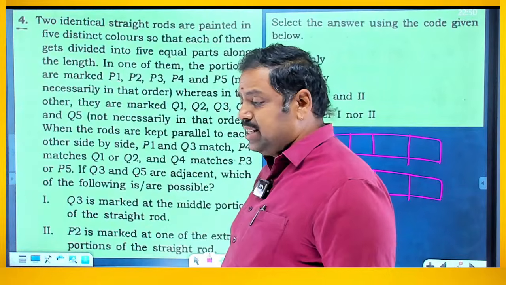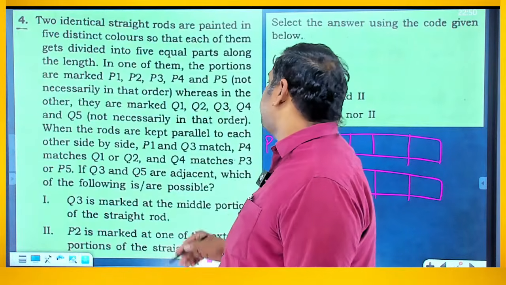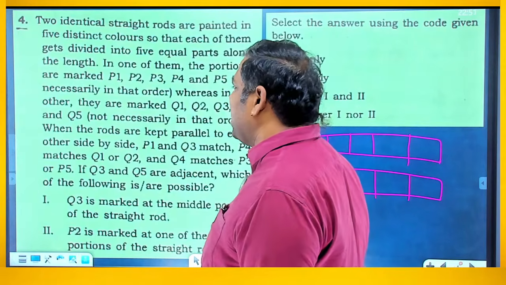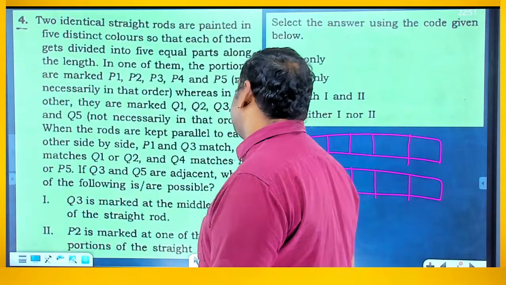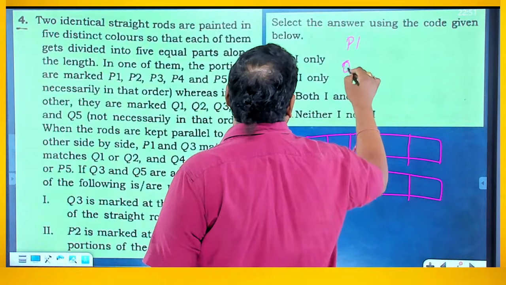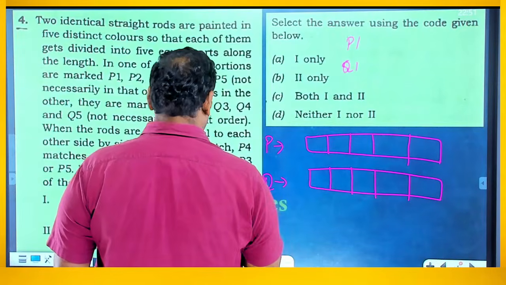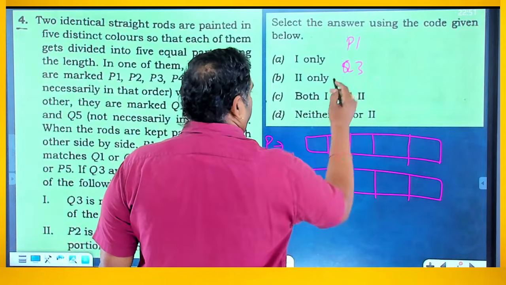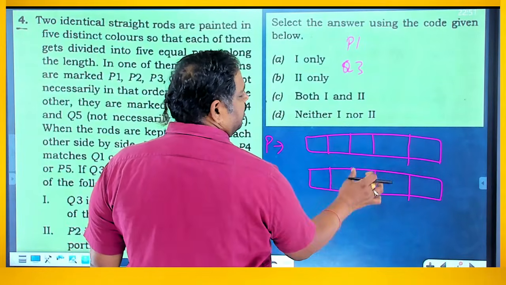Not necessarily in the same order, right? Okay, that's the important point. When the rods are kept parallel to each other, side by side, P1 and Q3 match each other. Not P1 and Q1, P1 and Q3, right? If it is P1, this is Q3.